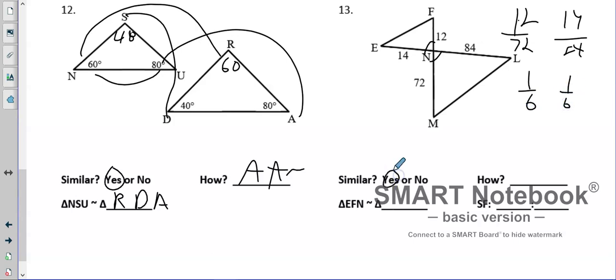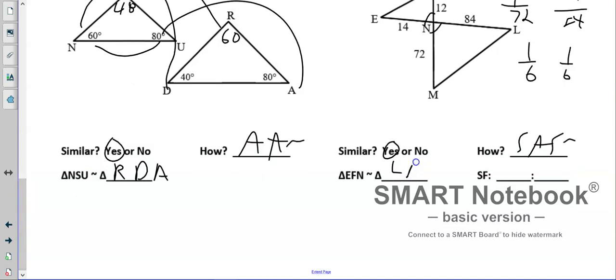So it's yes, SAS similarity. Now you got to be careful. EFN, since it's backwards, it's going to be LMN because it's twisted. And again, EFN is a small. We're getting bigger. So instead of writing 1 to 6, we write 6 to 1 because it's getting bigger. Always pay attention to that.